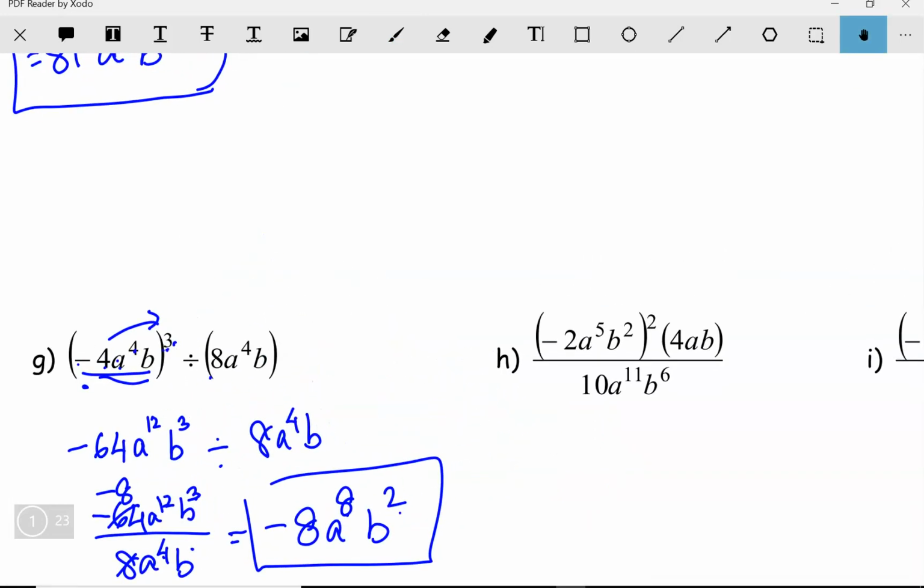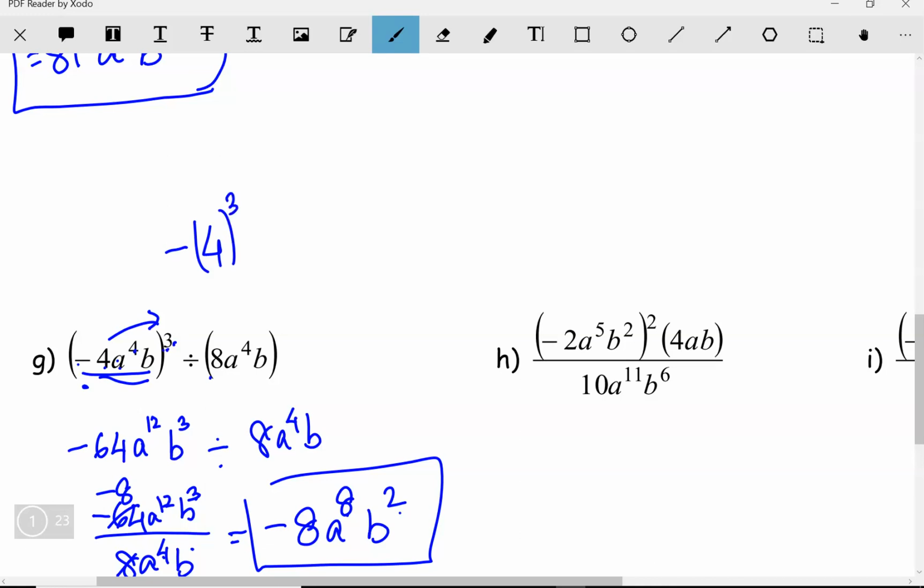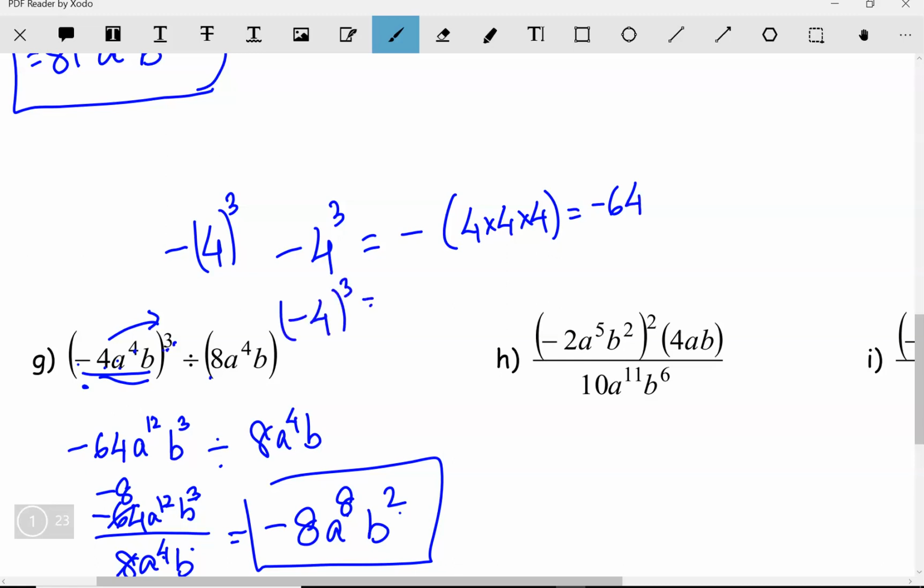Hopefully we'll be aware that negative 4 to the power of 3 is like negative 4 times negative 4 times negative 4, which is negative 64. That is coincidentally the same as negative 4 to the power of 3 written without the brackets. This is different: this is the negative of 4 times 4 times 4, which is negative 64. Well, the answer is the same, but the process we're doing is slightly different.